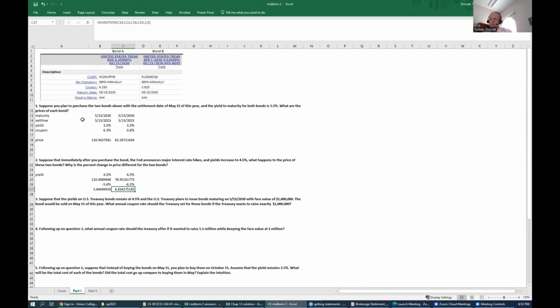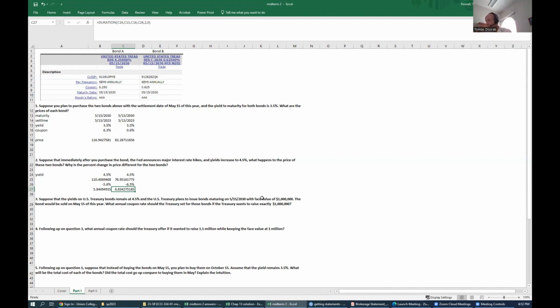Suppose that yields on US Treasury remain at 4.5. Treasury plans to issue bonds that mature on the same date as all these bonds, but they want to have a face value of 1 million, and they want to raise exactly 1 million, which means that they basically need to sell the bonds at face value.